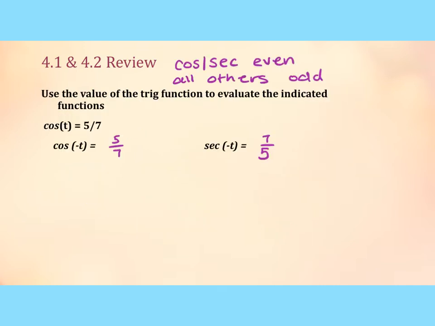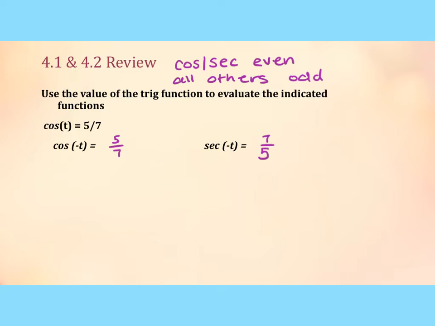Okay, then came the even and odd functions. Remember that the even functions are cosine and secant, because even if you change the sign on those angles, it does not change the positive negative sign on the trig function. So when I have cosine of t as 5/7 and I ask for cosine of negative t, I do not change the sign. It stays as 5/7. And then secant of negative t would be the reciprocal of that, which is 7/5. What are my odd functions?